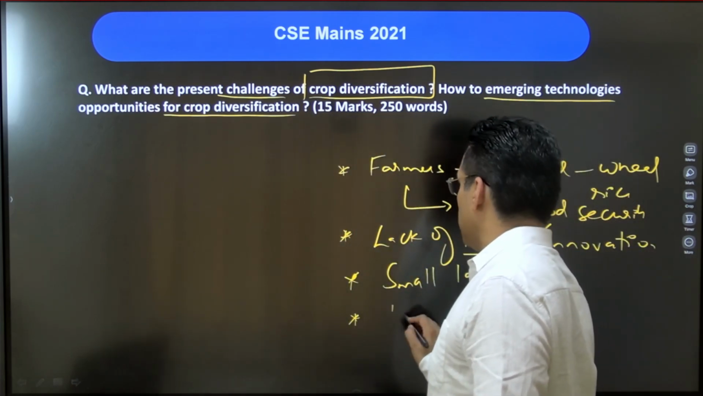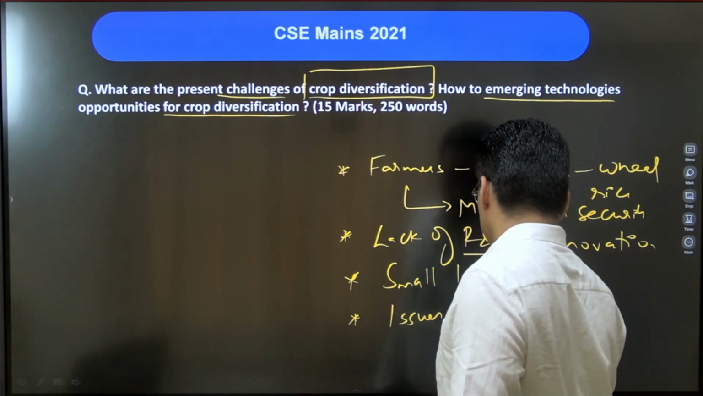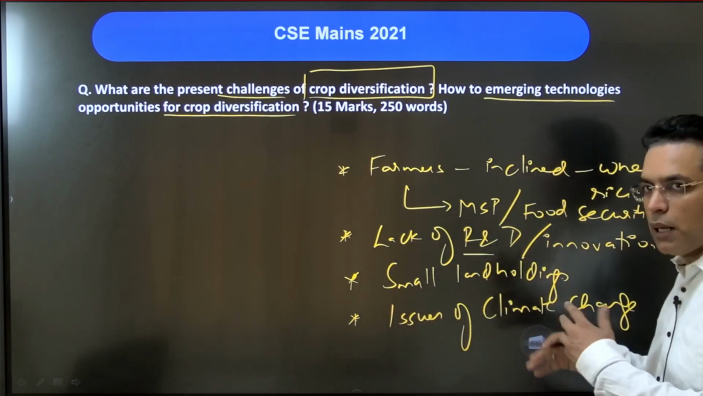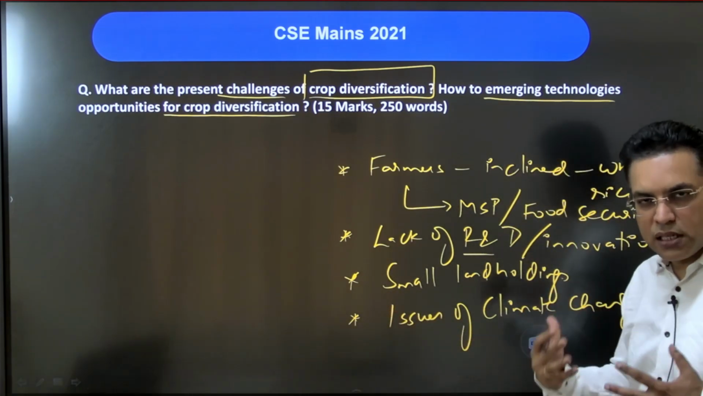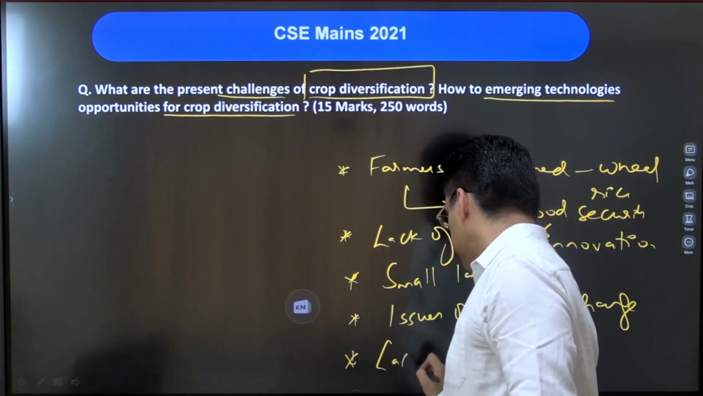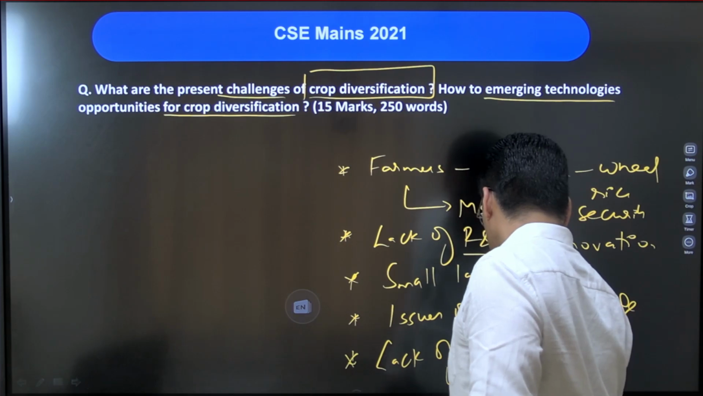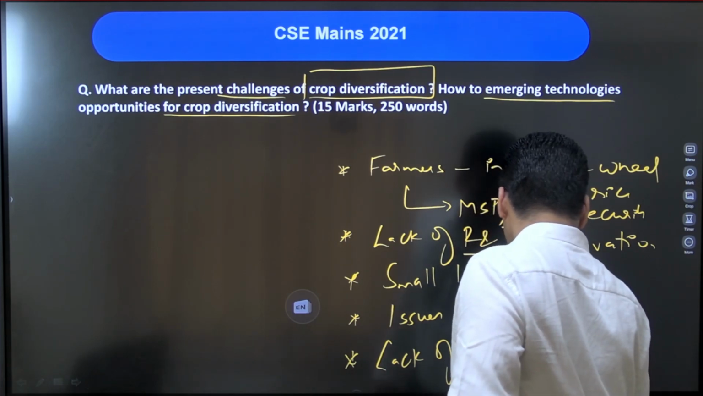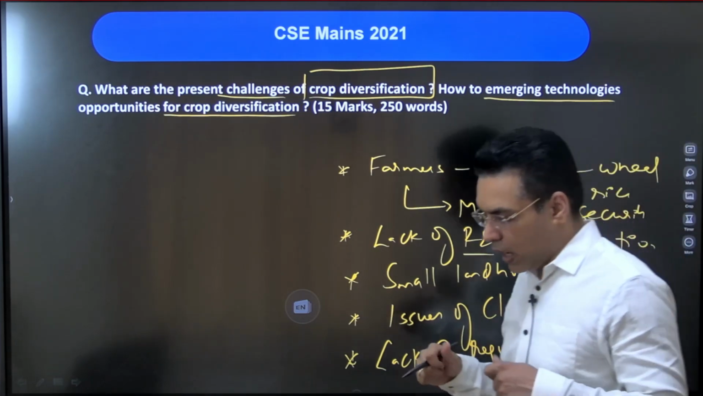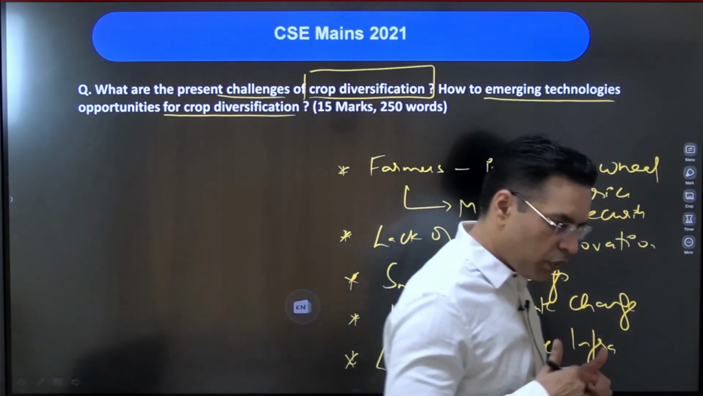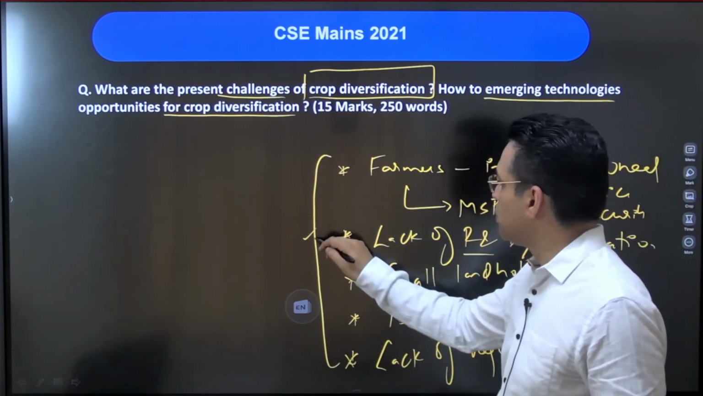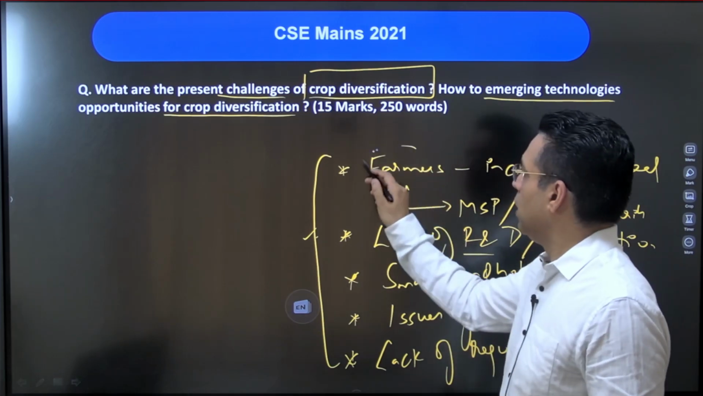Next are the issues of climate change. Climate change is again impacting, and in the contemporary sense, because of climate change the yield is coming down, or there are external factors. The fourth is lack of requisite infrastructure. If the infrastructure is not adequate, diversification might not happen. I'm talking about irrigation infrastructure, fertilizer support, input support, technology support. Though we do have a lot of missions here, a lot has to be done. So these are the challenges of crop diversification that India might witness.